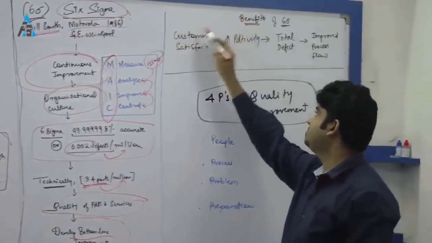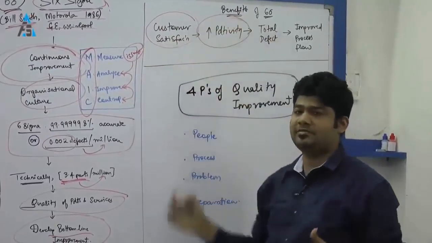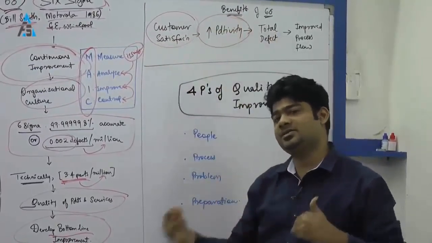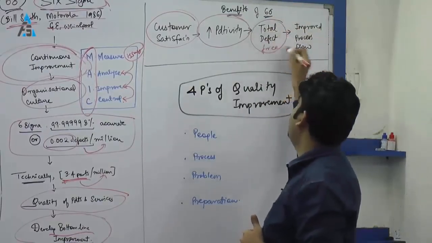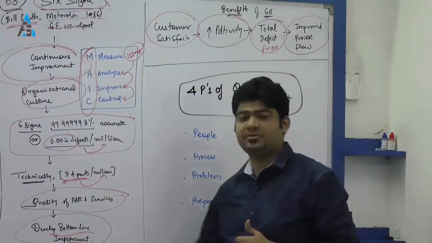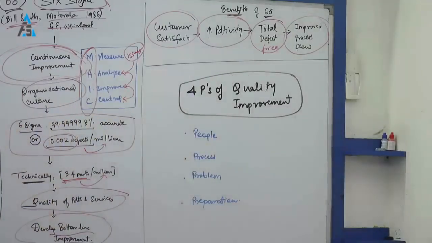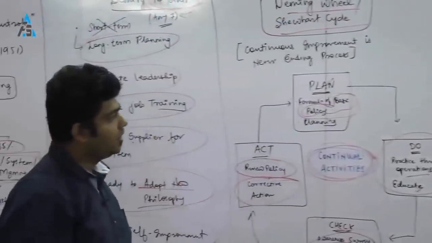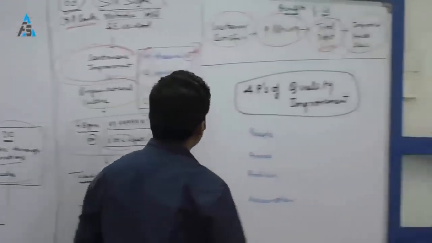Now, what are the benefits of that? Obviously, the customer will be satisfied. There will be increased productivity, because then you don't have to rework, retest, re-engineer. Total defect free and improved process flow. So customer satisfied, increased productivity, defect free products and improved process flow. All in all, a win-win situation for everybody. Alright, so this is what Six Sigma is.